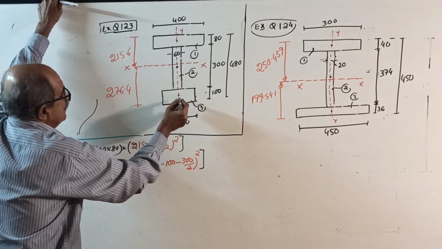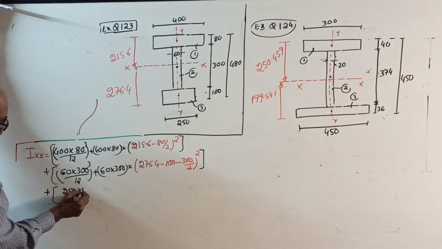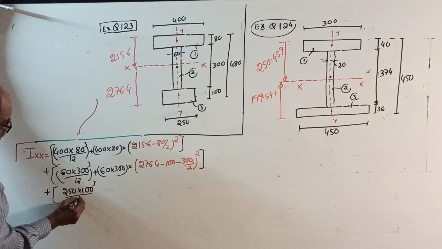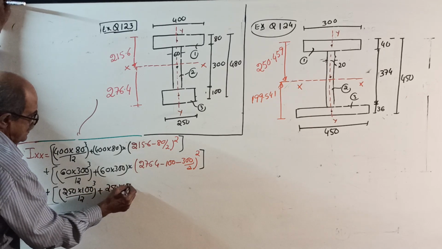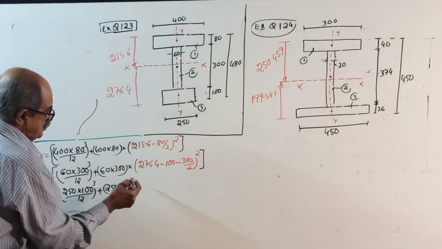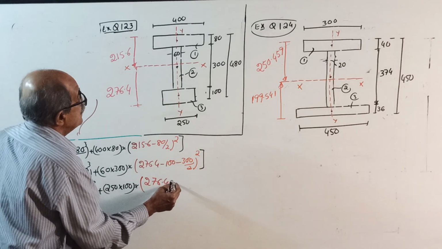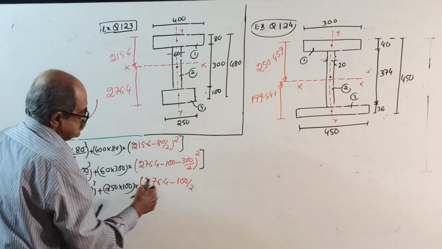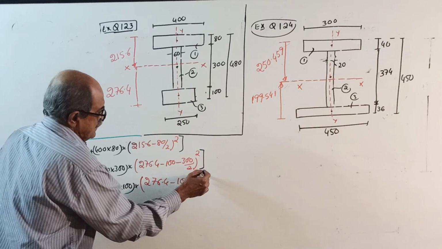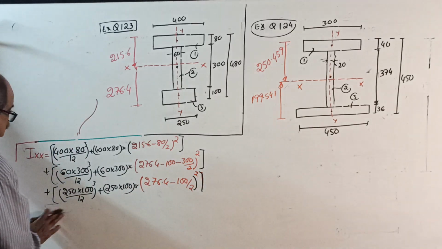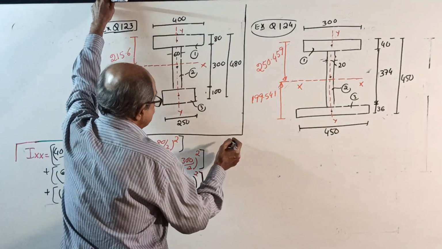Exercise question: start here, the last one. 250 into 100 cube by 12 Ig plus 250 into 100 is the area into 276.4 minus 100 by 2, whole square, over. You get I about xx. Calculate the answer. Now I will go for one minute. Okay.